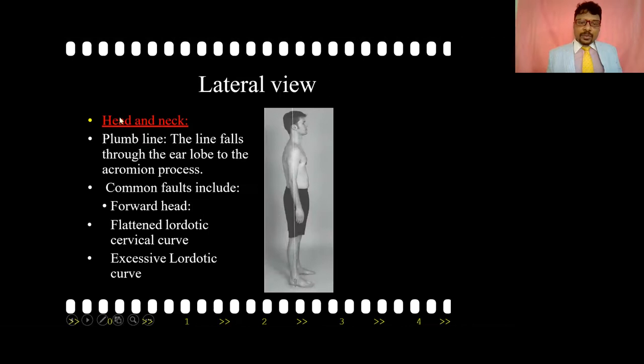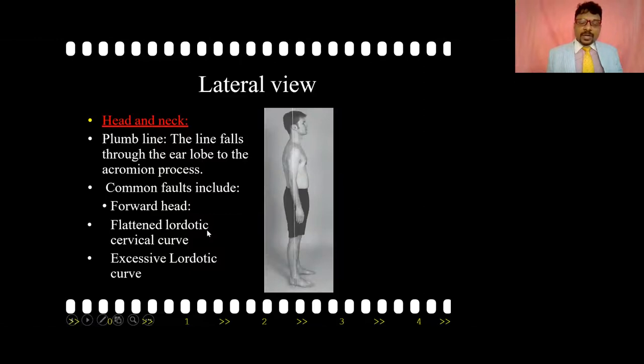So in the lateral view, we also have to check the head and neck. In which conditions may they alter? The plumb line falls through the ear lobe to the acromion process, from the ear lobule exactly to the acromion process. That is the normal, ideal one. If the line comes forward here, it may alter the posture. When they get abnormalities, in these conditions they may get a forward head. Forward head, if it moves like this, it may alter the line.